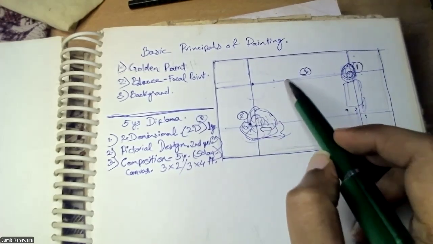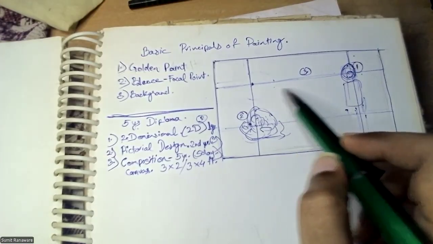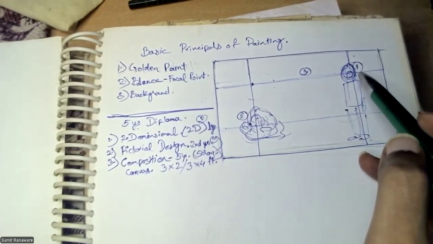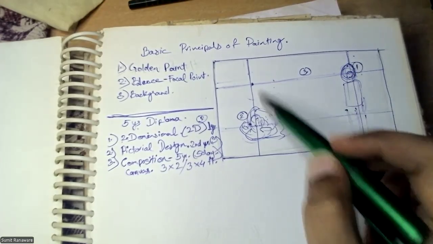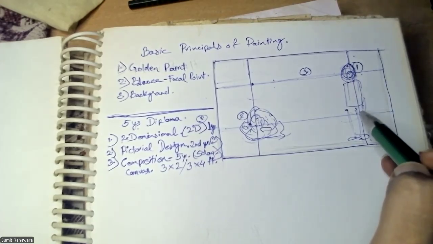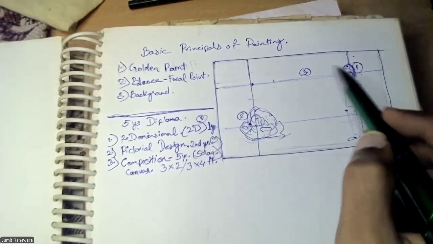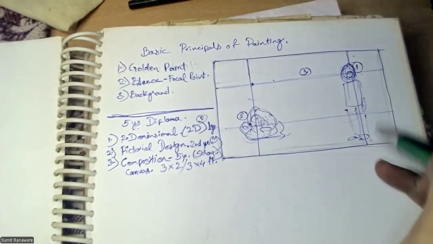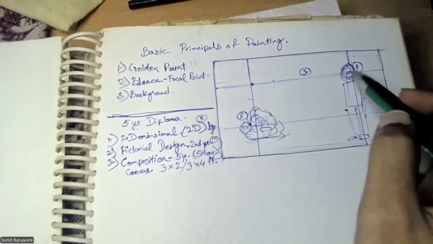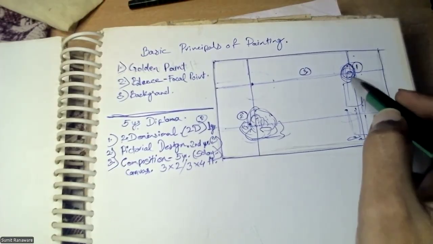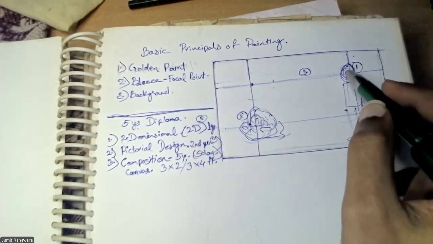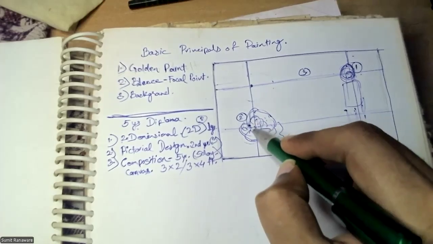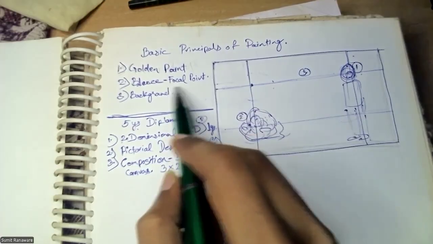Okay. So we have to know that our golden point, our most attractive point on the painting, should be on one of these points, any one of these points. It could be here, here, here, or here. So for example, I have made this human figure right here. This is point number one. The most attractive point in my painting will be here. And right opposite of it, this point will be my balance point, which is also called the focal point.